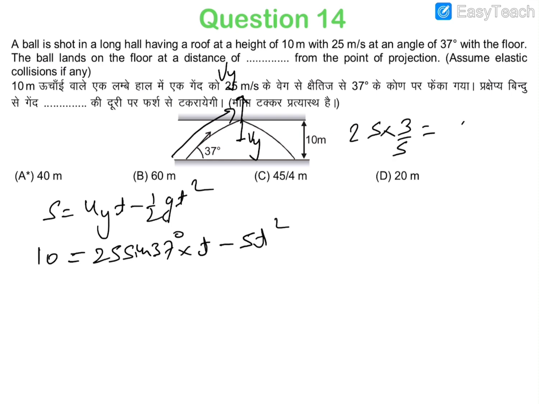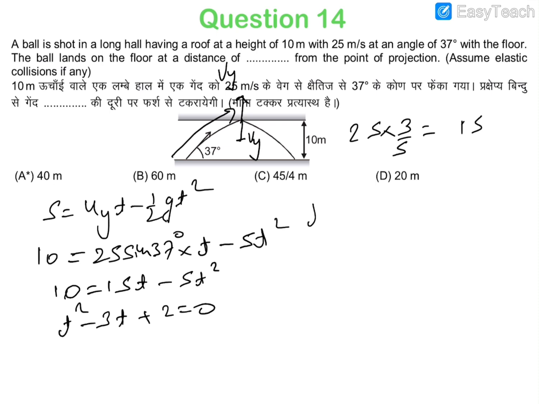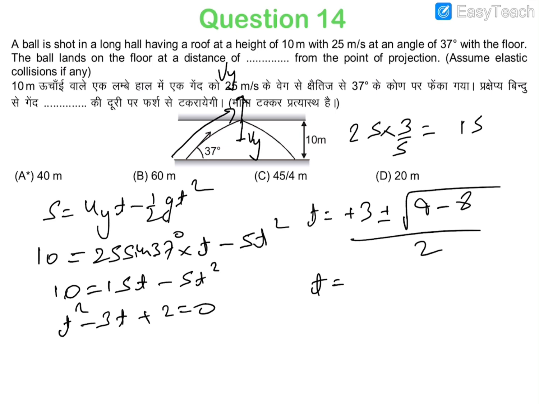So 25 sin 37 is 15. So 10 is equal to 15t minus 5t square. So t square minus 3t plus 2 is equal to 0. So you can see that t will be equal to 3 plus minus under root 9 minus 8 by 2.